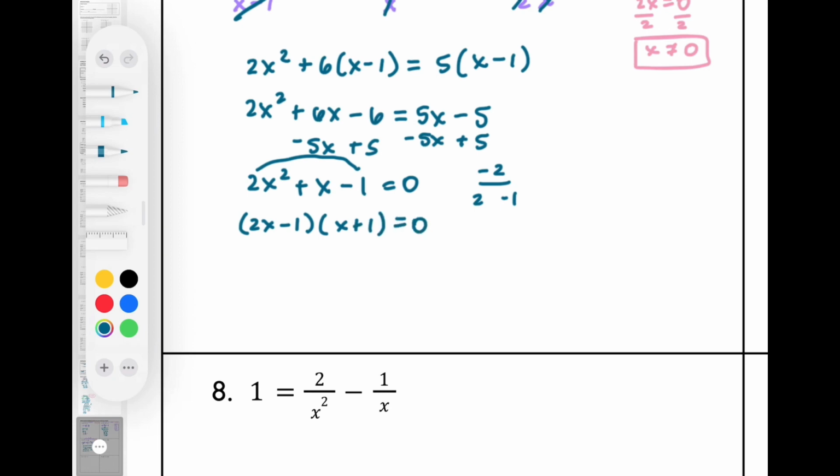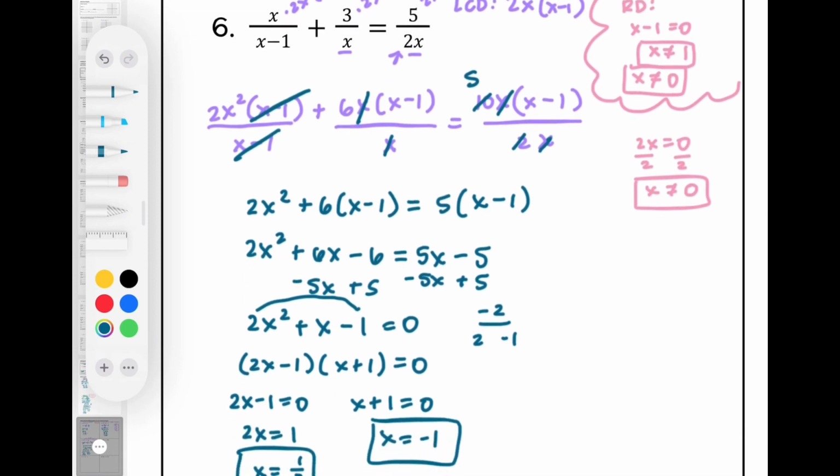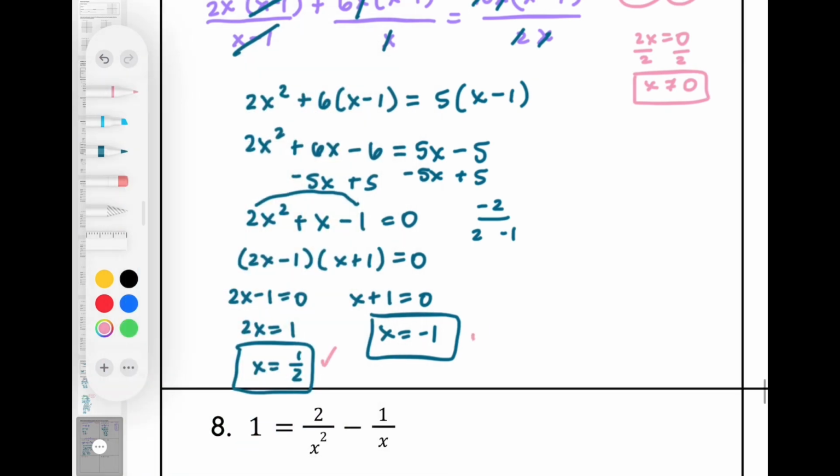Solve both of those for x. So we'd have 2x minus 1 equals 0 and x plus 1 equals 0. And then solve. So we're going to have 2x equals 1, x equals 1 half. And then for this other one, x equals negative 1. All right, so check both of those against your restricted domain. We said x couldn't equal 1, and we said x couldn't equal 0. Both of these work. Neither of those are 0 or 1. So we're good to go. So that one has two solutions that both work.